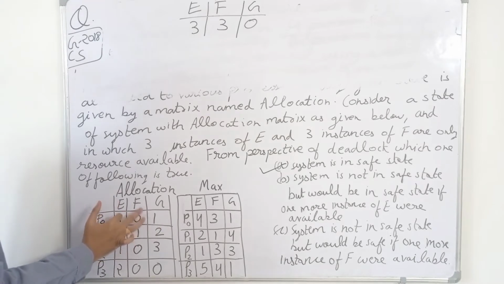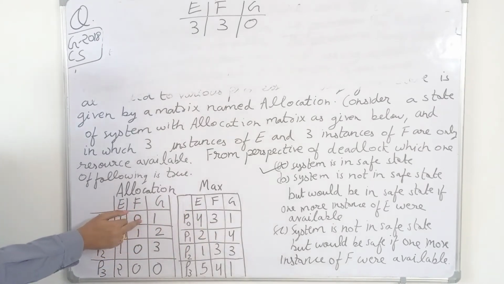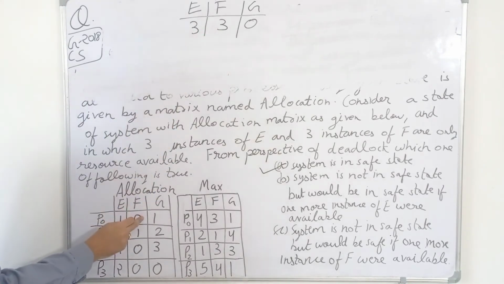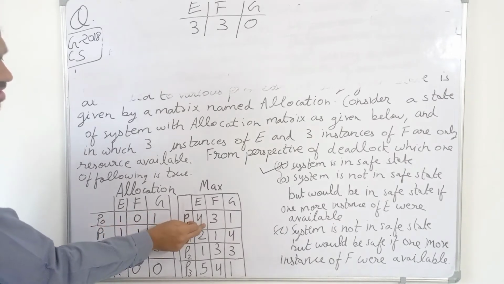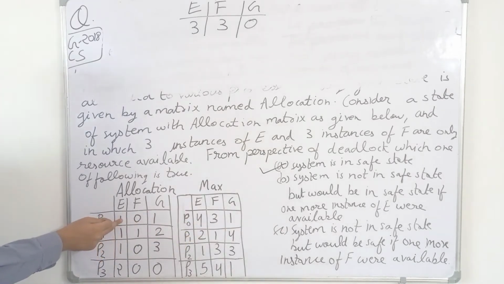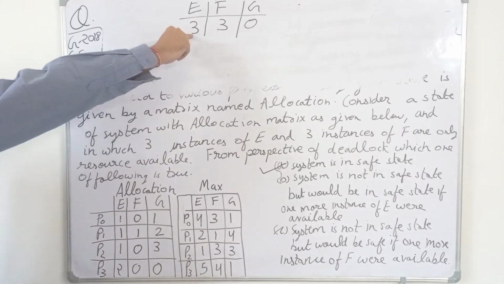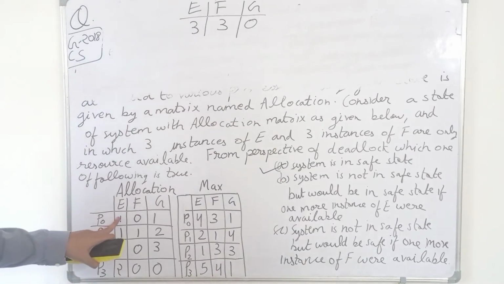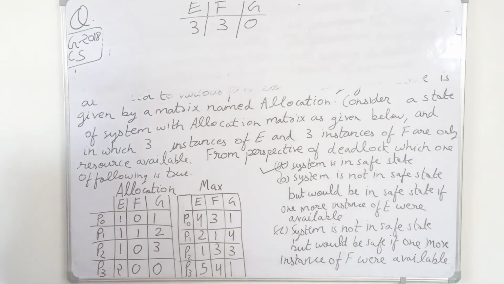Now it requires 3 instances of resource F, but at present it is given only 0. So we give these 3 instances of resource F to P0. It requires 4 instances of resource E but only one instance of resource E is given right now. So we give 3 instances of resource E to P0. Now P0 has 4 instances of resource E, 3 of F and 1 of G. So all its requirements are satisfied.